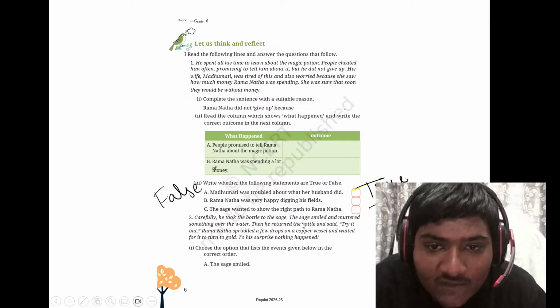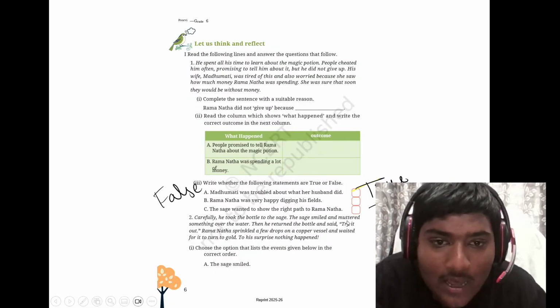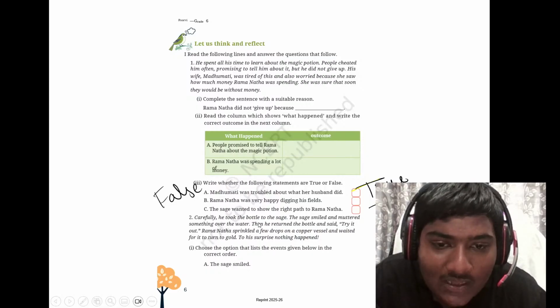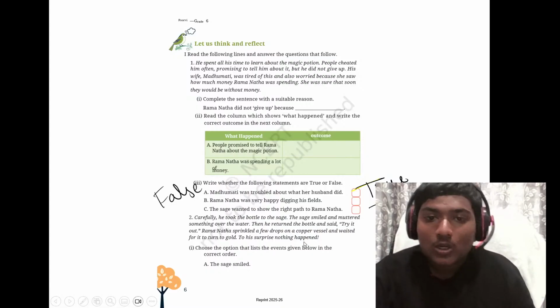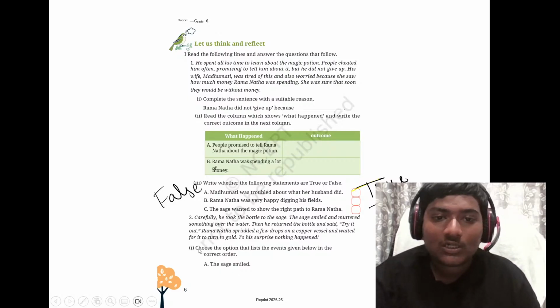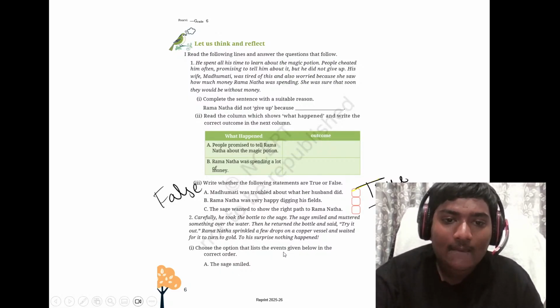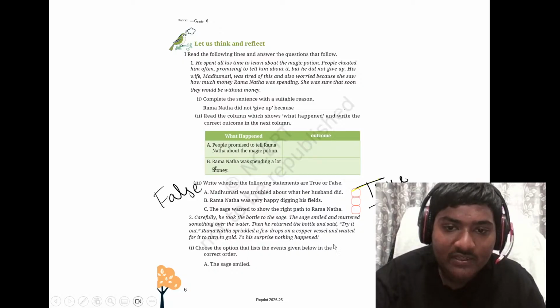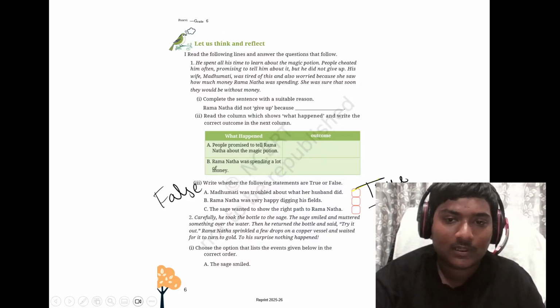Carefully, he took the bottle from the sage. The sage smiled and muttered something over the water. Then he returned the bottle and said, try it out. Ramanatha sprinkled a few drops on a copper vessel and waited for it to turn into gold. To his surprise, nothing happened. Choose the correct option, list the events given below in the correct order.